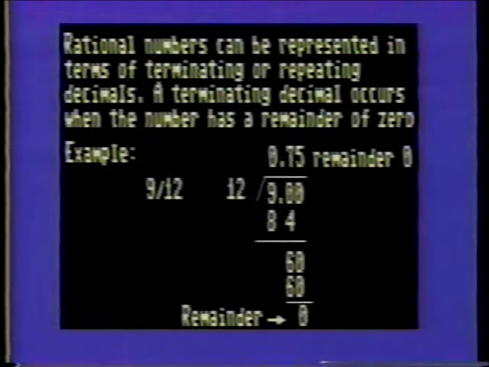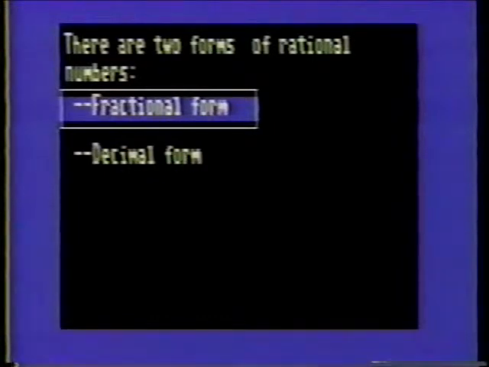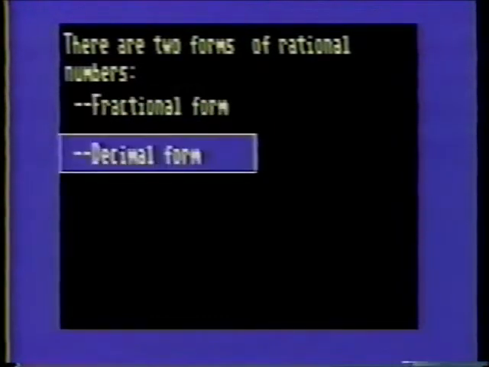Rational numbers can be represented in terms of terminating or repeating decimals. A terminating decimal occurs when the number has a remainder of 0. For example, 9/12 is 0.75 with a remainder of 0. A repeating decimal occurs when a series of numbers reoccur in a particular sequence or pattern, as in the following example. 6 divided by 9 is 0.666. Notice the bar over the last 6. This signifies that this number is repeated without end. There are 2 forms of rational numbers, fractional and decimal.